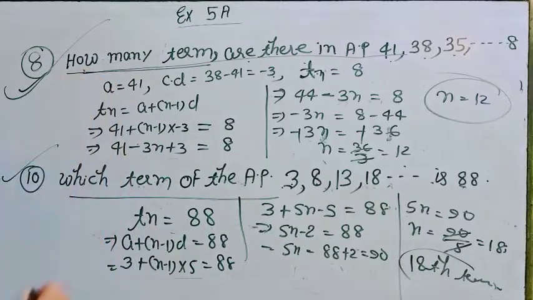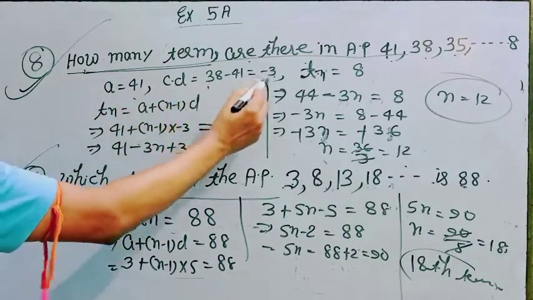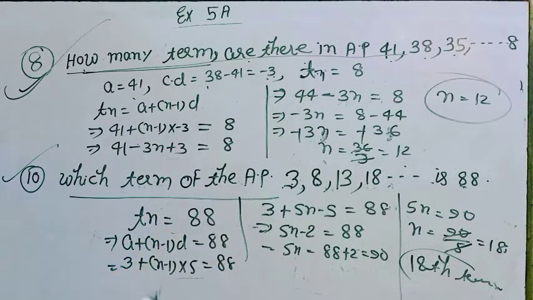So for this type of question, you write the formula, you have A, D, n and the last term, and put their values, then the absent term you can find out.